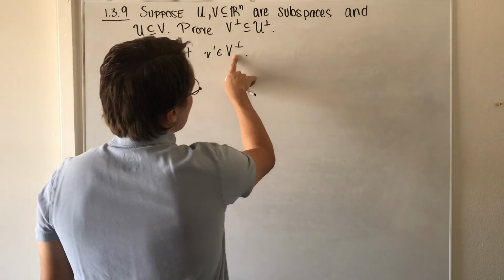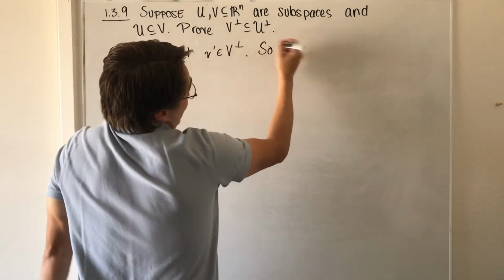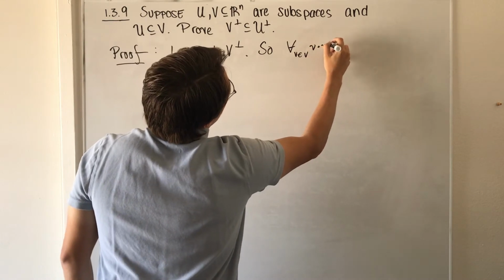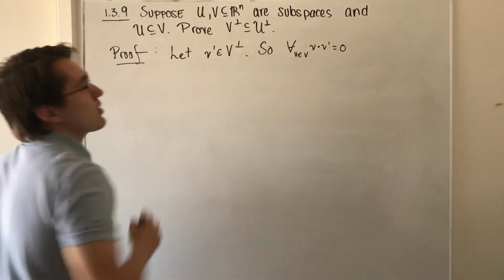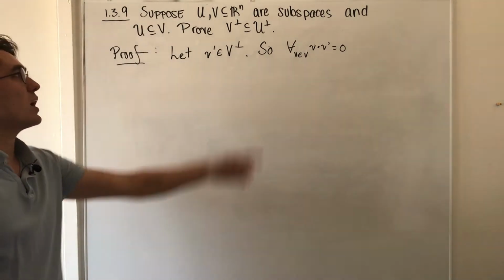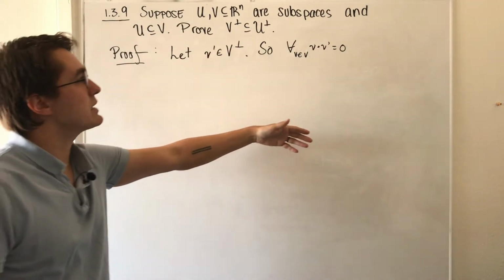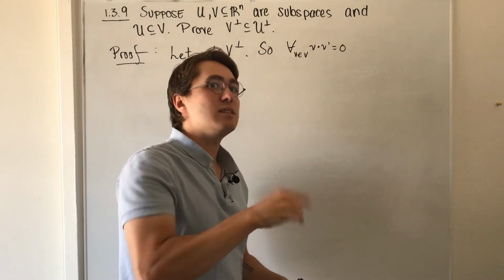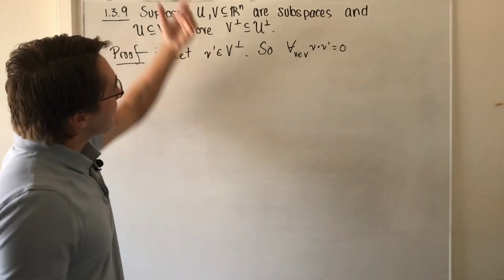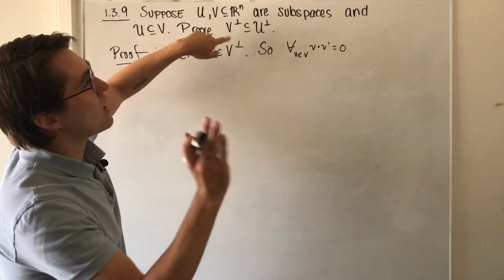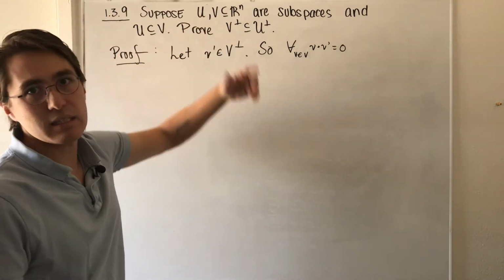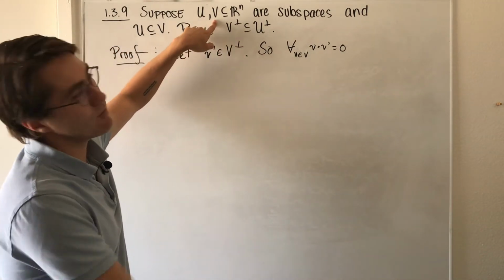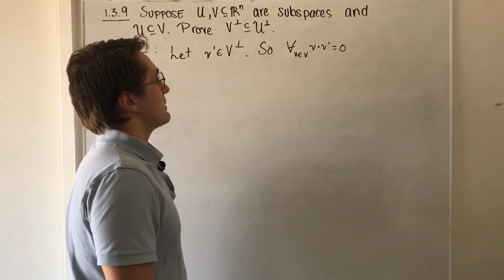Okay, so if it's in V perp, by definition, that means that for all v in V, v dotted with this V prime has to equal 0. Remember, that's what the orthogonal complement is. The orthogonal complement is the set of all x's such that x dotted with v is equal to 0 for all v in V. In other words, it's just the set of all vectors that are orthogonal to every vector in V. That's basically it. Every vector in this V perp has to be orthogonal to every vector in V.